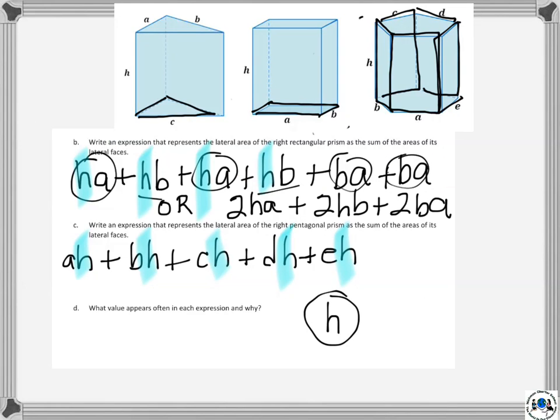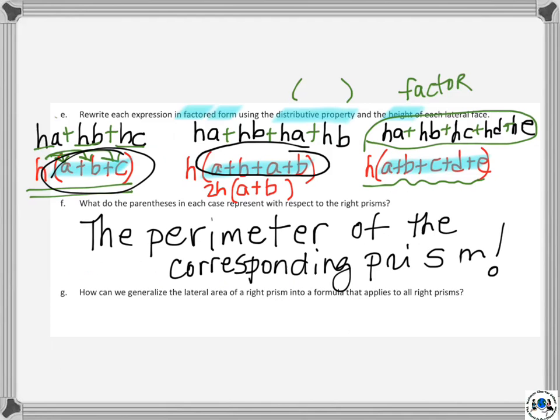All right, and then finally we go to our right pentagonal prism. And here we see, we've got A, B, C, D, E, and there it is, A plus B plus C plus D plus E. Very, very interesting. So now what this does is it leads to us being able to generalize.